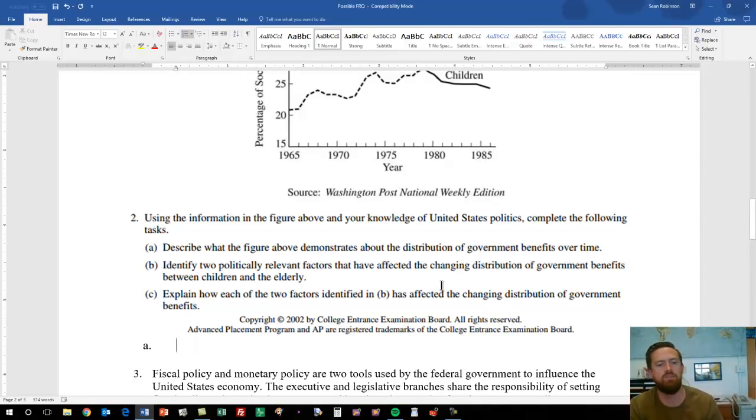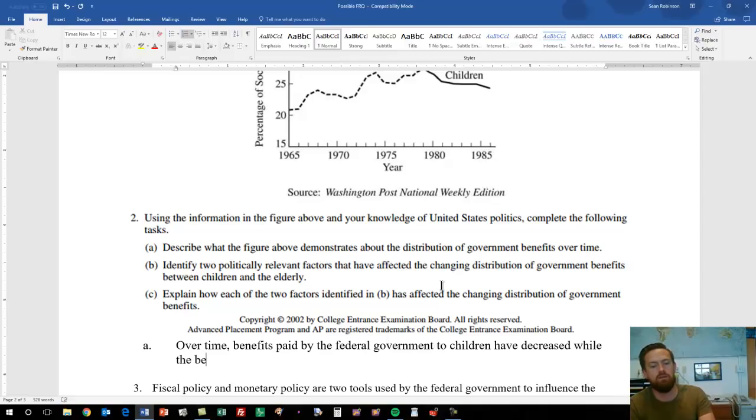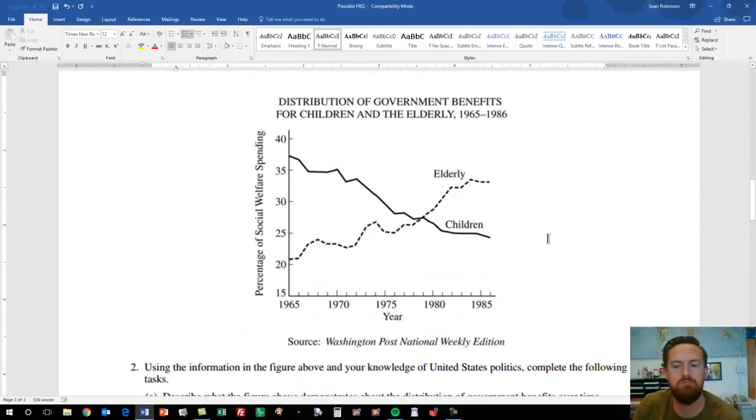Okay. Describe what the figure above demonstrates about the distribution of benefits over time. Over time, benefits paid by the federal government to children have decreased, while the benefits paid to the elderly have increased. Do you agree? Yes, yes, Mr. Robinson. I do agree.